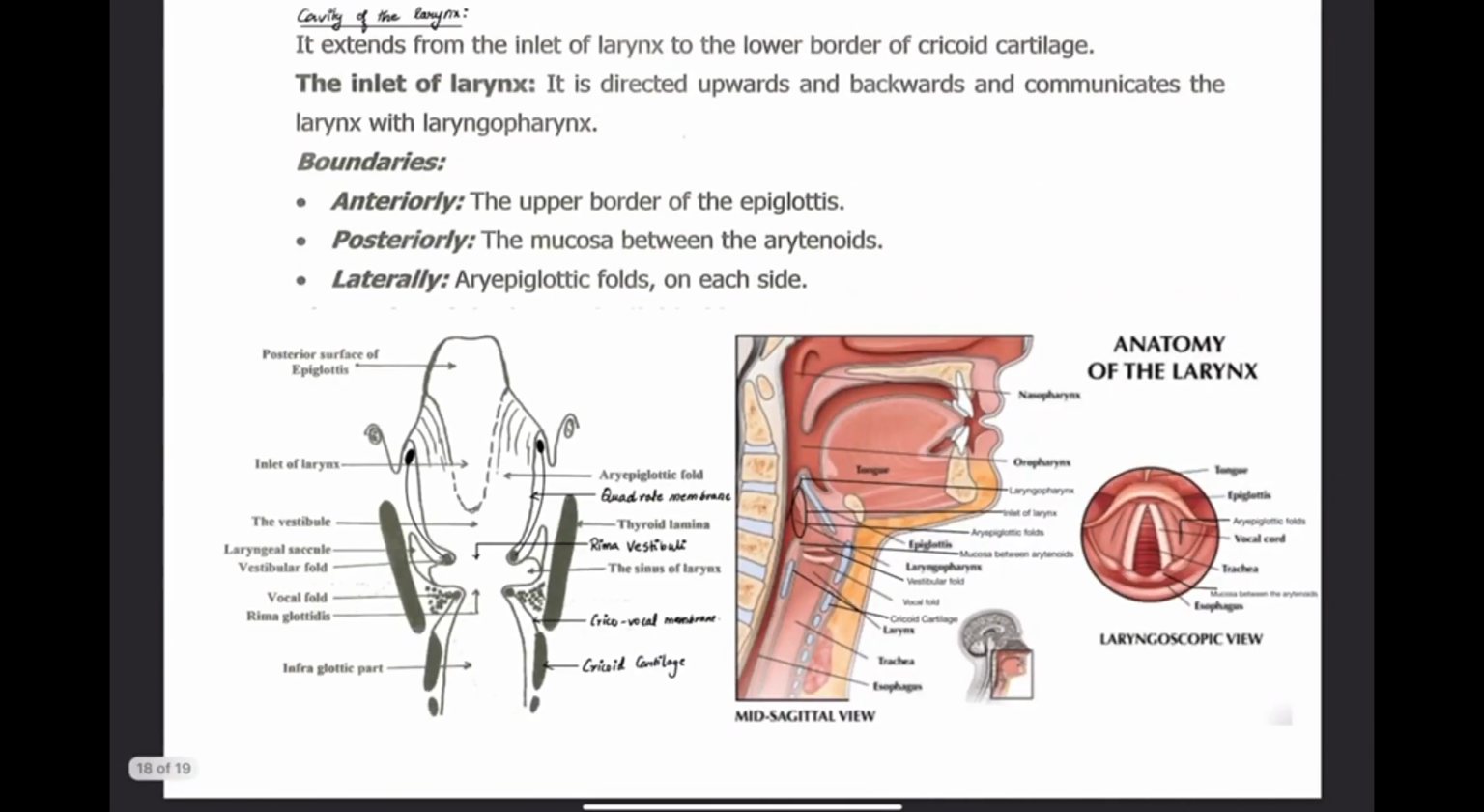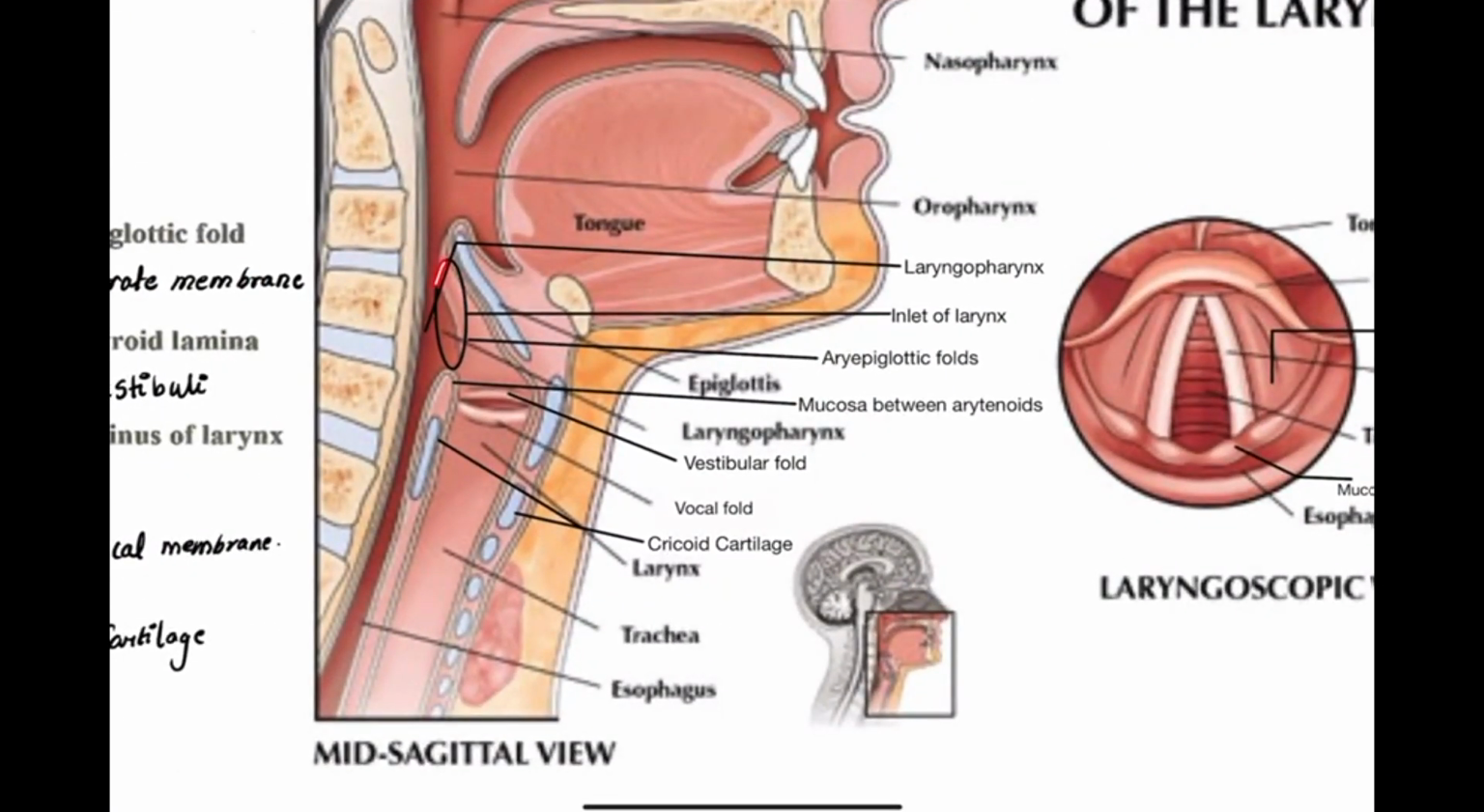Let's begin. The cavity of the larynx extends from the inlet of the larynx to the lower border of the cricoid cartilage. This is the inlet of the larynx and this is the lower border of the cricoid cartilage. Yeah, this is the cavity of the larynx.